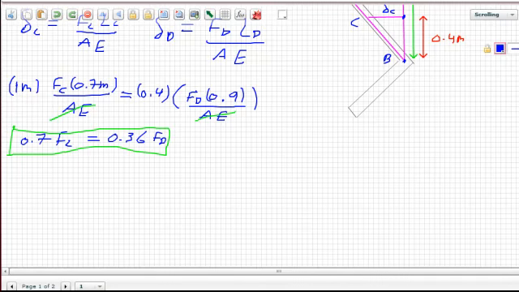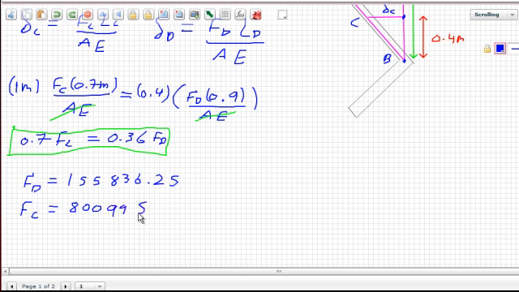So you can use either your calculator or you can just plug them in by hand. And once you solve for FC and FD, you should get FD equal to 155,836.25 newtons, and the force in cable C is gonna be equal to 80099.83 newtons. Forget the units.